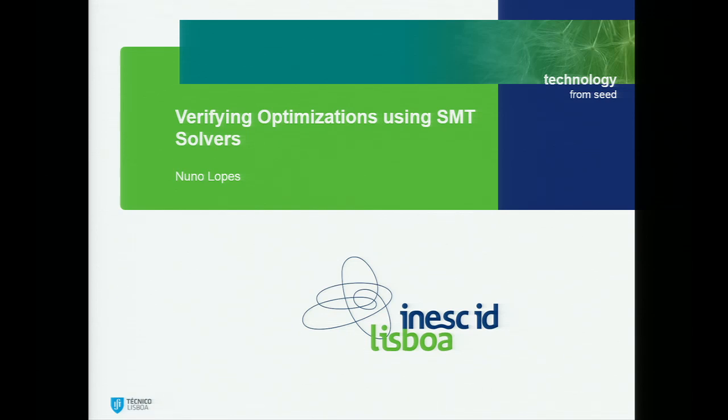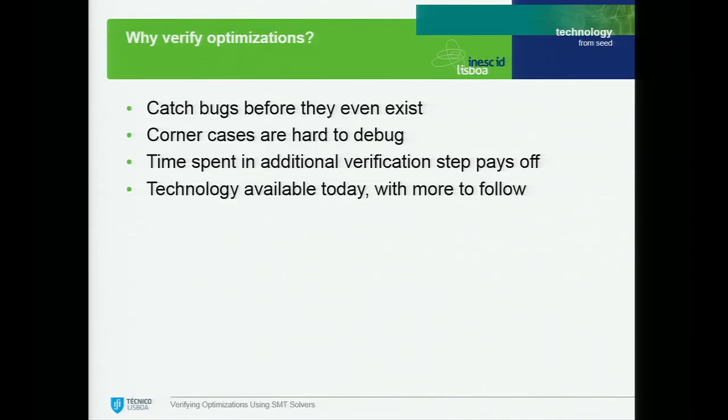I'll speak a bit. I'll give a short introduction to these SMT solvers and how we can leverage them today to verify some parts of the compilers. But first of all, why should we care about verifying these optimizations? And the reason is basically twofold. First, we can catch the bugs even before they exist.